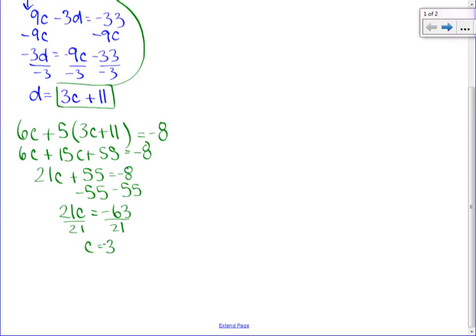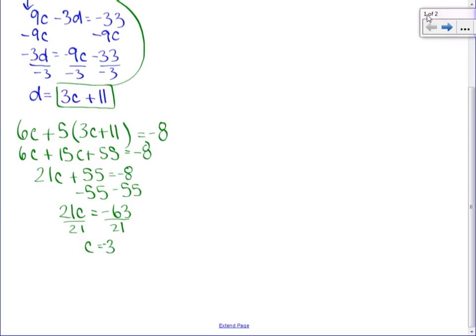Now yesterday when we were graphing our lines, what was the solution? Was it a single number? Was it two numbers? When we graphed the two lines, what did we say the answer was? The coordinate where they cross. Okay, so right now we don't have a coordinate. We have one of the numbers, okay, but we need to find the other one. So now we need to find d.